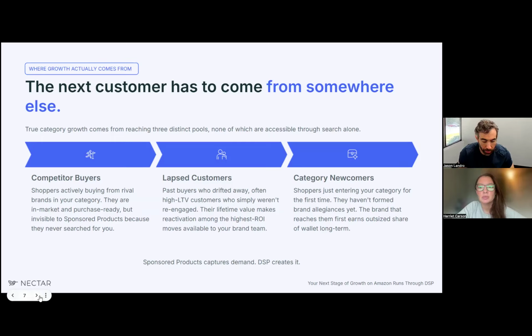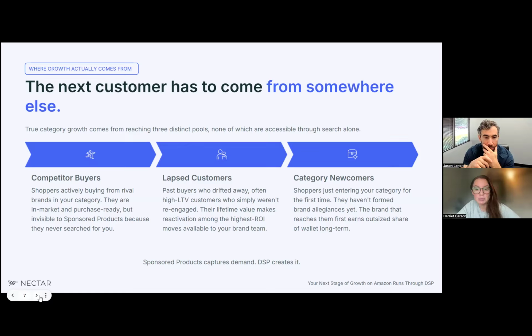If your next customer isn't actively searching, I think the question here is where do they come from, right? We generally think about three different customer pools. The first is competitor buyers. So users who are actively browsing competitors' product detail pages or buying from competitors but haven't interacted with your brand. These shoppers are already purchasing products in your category, they're spending money today, they're simply spending it with someone else. Sponsored products has very few opportunities to influence those shoppers unless they decide to search for your brand specifically, or you can conquest your competitors' product detail pages.